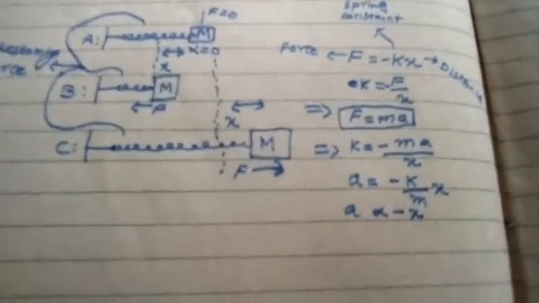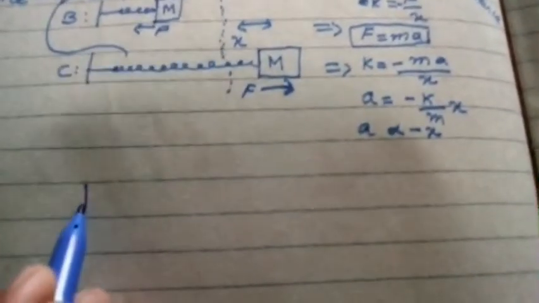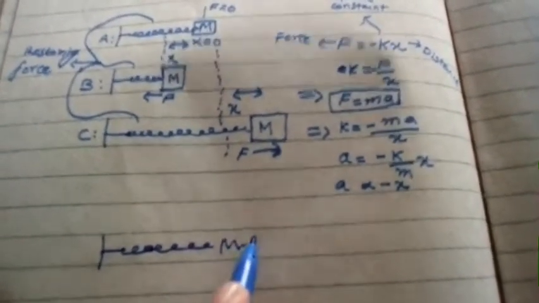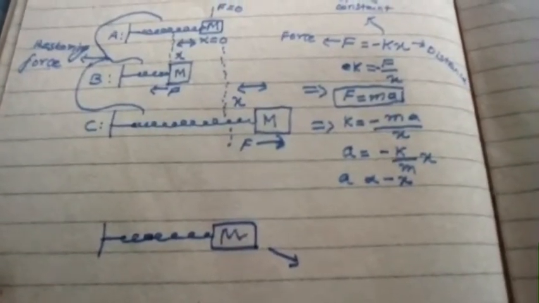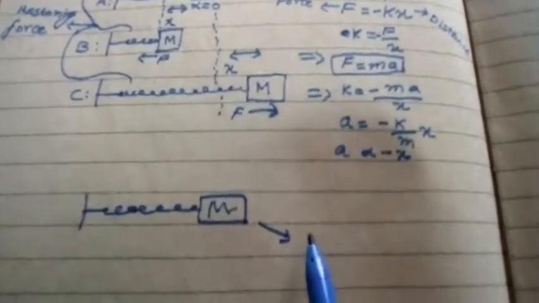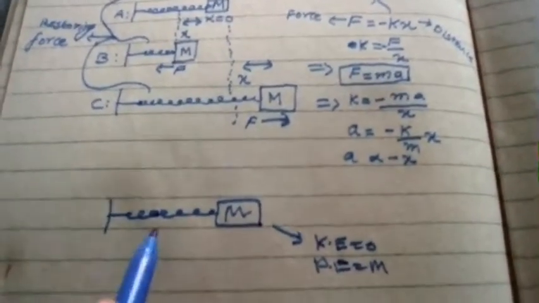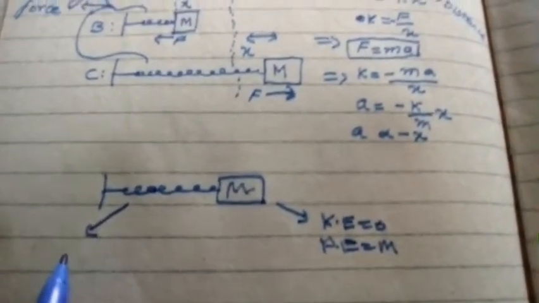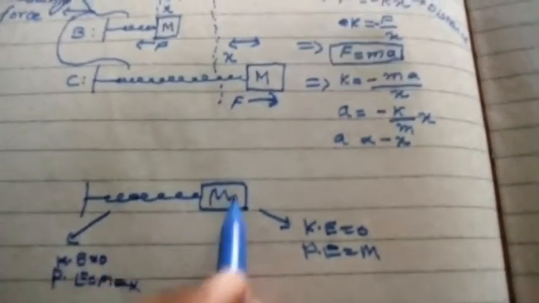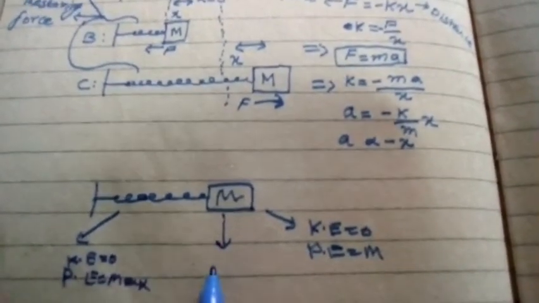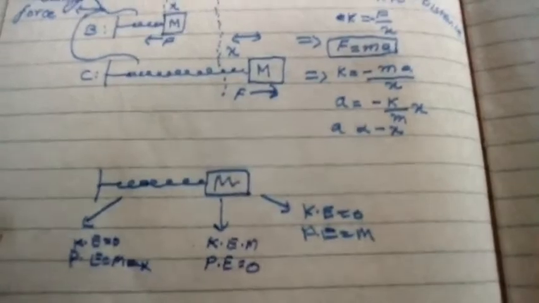So friends, where are our kinetic energy and potential energy maximum or minimum? This is our spring that is attached with a mass. When the mass is at its high position, its maximum displacement, kinetic energy is 0 and potential energy is maximum. And when the mass is at the low position, kinetic energy is 0 also and potential energy is maximum. And friends, when it is not moving, kinetic energy is maximum and potential energy is 0, or minimum, you can say.